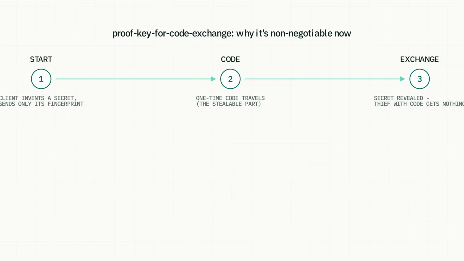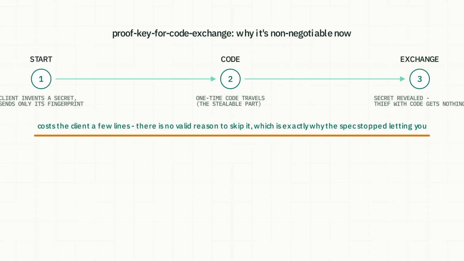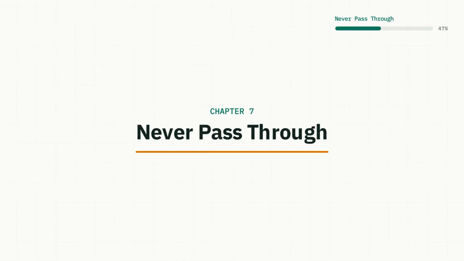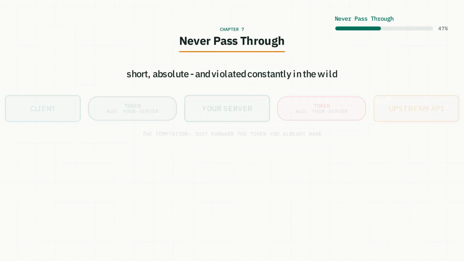A thief with the code but not the secret gets nothing. It costs the client a few lines. There is no valid reason to skip it, which is exactly why the spec stopped letting you. Chapter 7, the passthrough ban, short, absolute, and violated constantly in the wild.